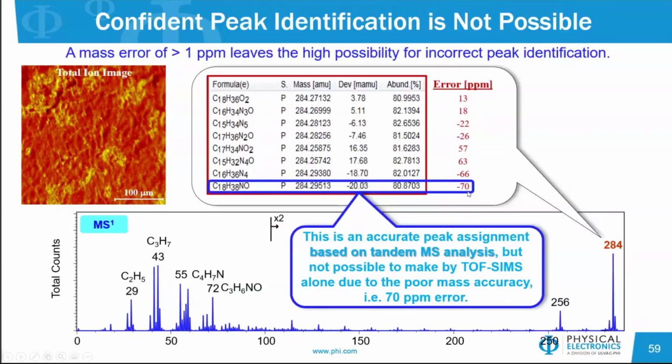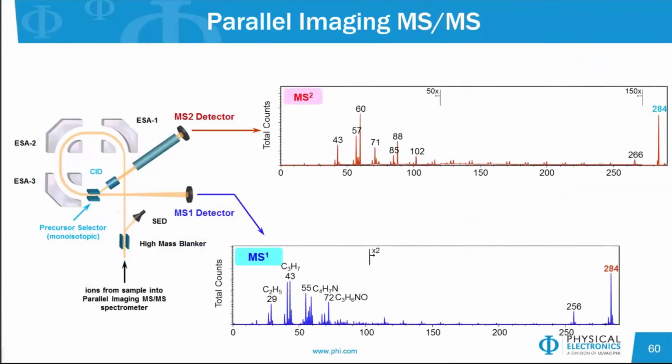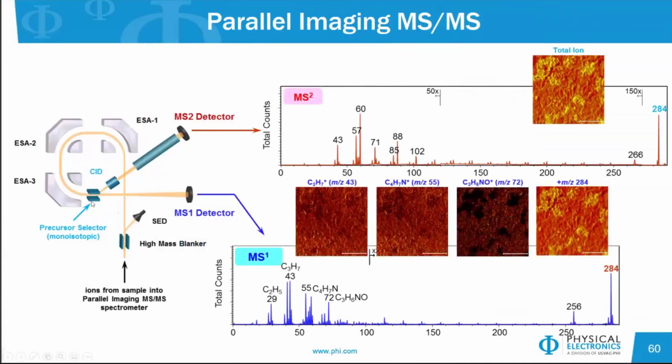And so what we can do is send this 284 peak through the MS2 detector and collect the fragmentation pattern of this 284 peak to see what the 284 is composed of. But in addition to generating the MS2, you get to collect the MS1 data in parallel. So you get two sets of mass spectra here: the MS1 set, which we just saw on the previous slide, as well as the MS2 of the fragment pattern of this 284, and look at all these images generated from that as well.